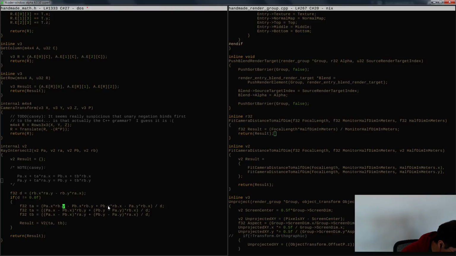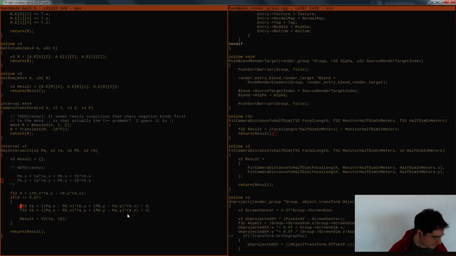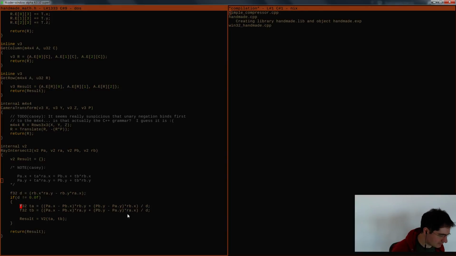TB is PAX RAY, PBX RAY, PAY RAX, PAY RAX, and it's a negative. Then a negative PBX RAY and a positive PBY times RAX. A positive PBY. So it looks like we got it right. So it looks like that's correct. Shockingly.